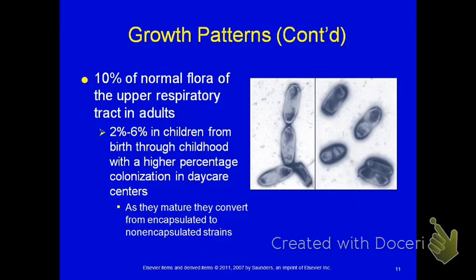Do you know that 10% of the normal flora of the upper respiratory tract is made up of Hemophilus species? About 2 to 6% in children from birth to childhood, with a higher percentage of colonization in daycare centers. As they mature, they convert from encapsulated strains to non-encapsulated strains. This is very important. You know why?